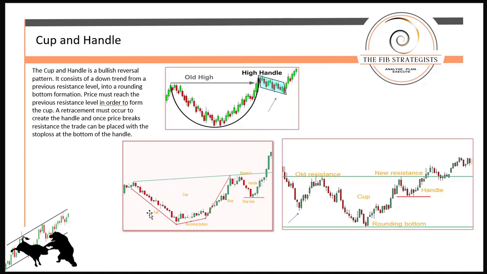Here we have an imperfect cup and handle, however it is still a cup and handle. Downward trend into a rounding bottom, reaches previous resistance, pulls back, 38% retracement hopefully. We generally in the cup and handle want a 38% retracement to a 50% retracement, and then price must break the neckline and we can place our entry long with our stop loss at the bottom of the handle.